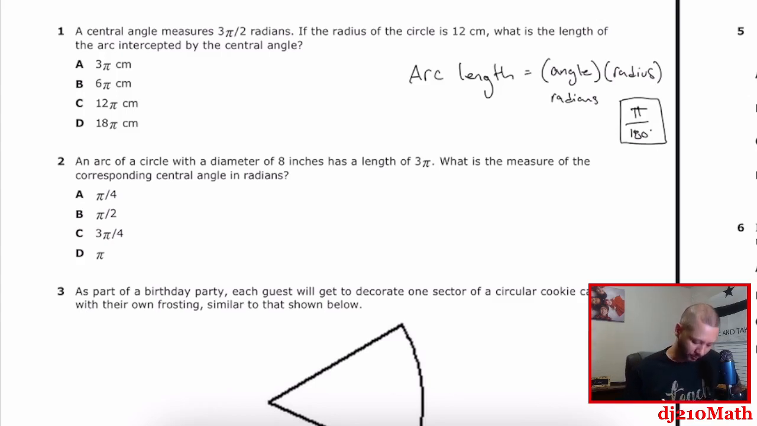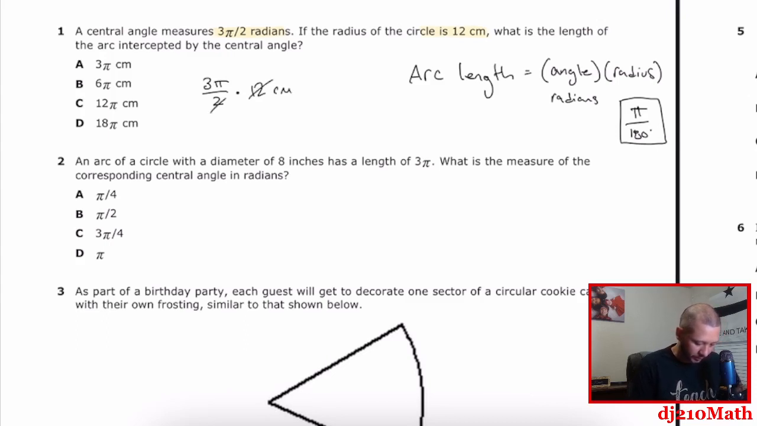So let's see. The central angle measures 3 pi over 2 radians. So there is the angle. The radius is 12 centimeters. So what is the length of the intercepted arc? So that means what is the arc length in other words? So the arc length is going to be equal to 3 pi over 2 times 12 centimeters.